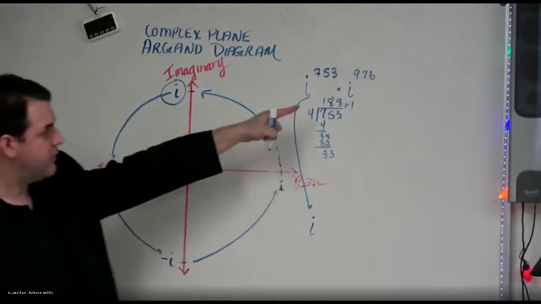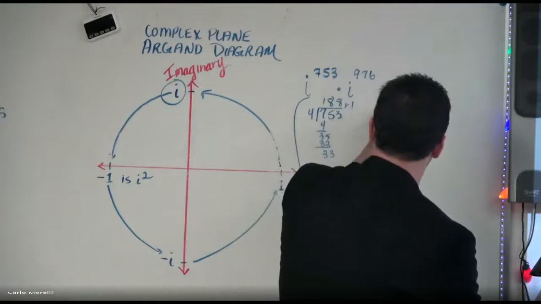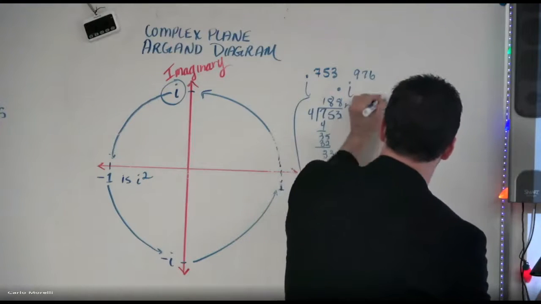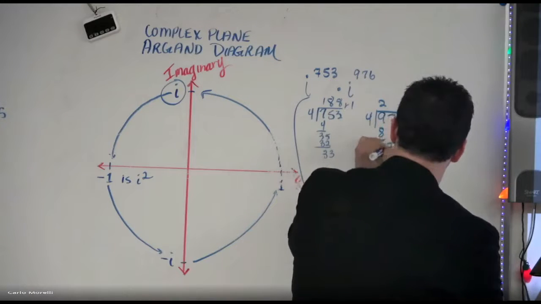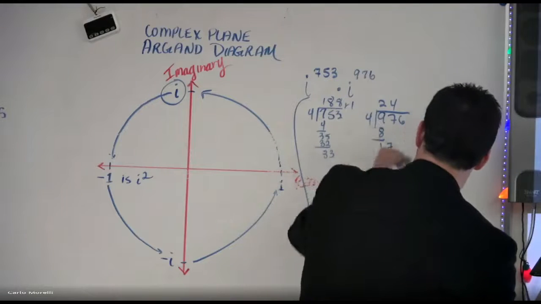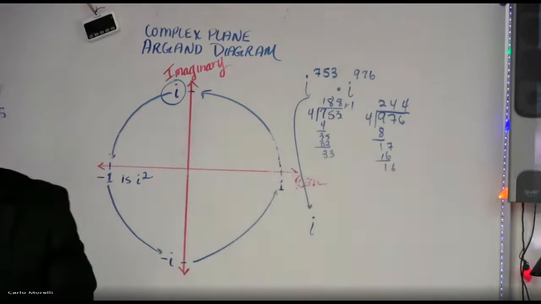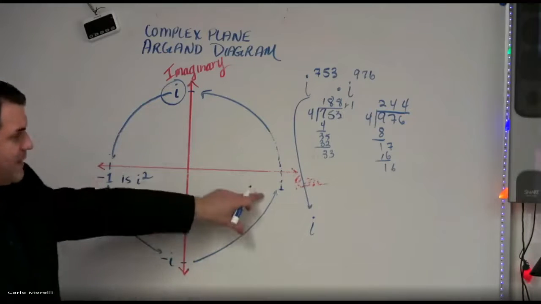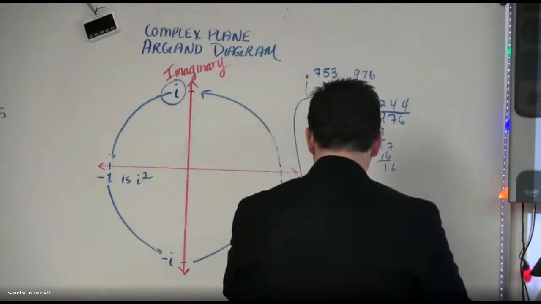Now let's do this one for i to the 976th power. Take 976, divide by 4. 4 goes into 9 twice. Okay, that gives us 8. 4 goes into 17 4 times. That gives us 16. And then 4 goes into 16 exactly 4 times. So 244 perfect total rotations puts me back here at 1. So i to the 976th power is 1.